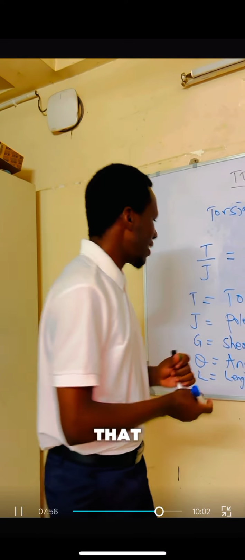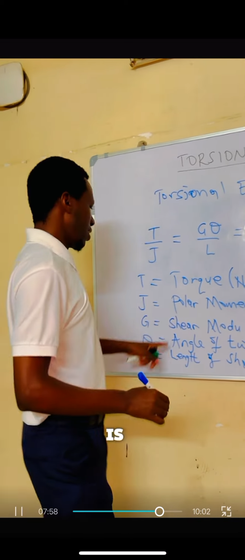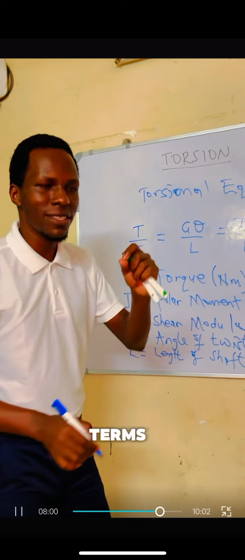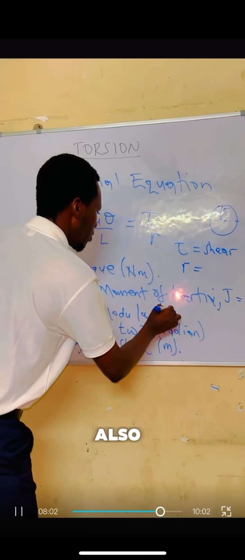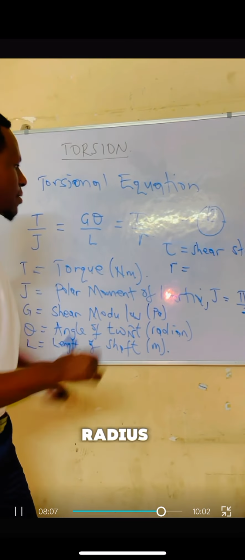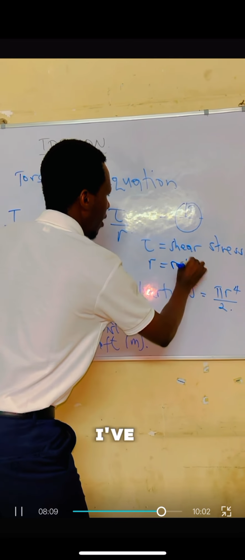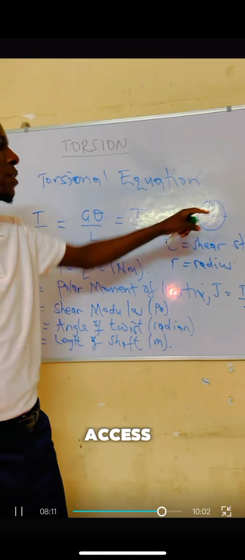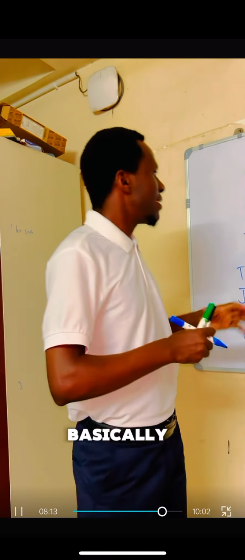If we look at the shear modulus, it is G. All these terms should be taken in Pascal. This one should also be in Pascal. Then we have radius. I've already told you that that one is from the axis of rotation. So these are basically the terms that we use.